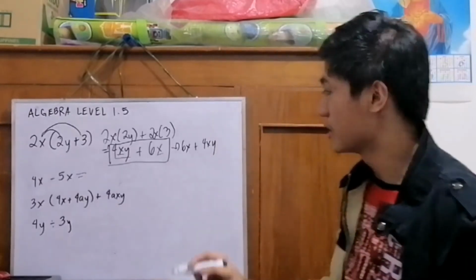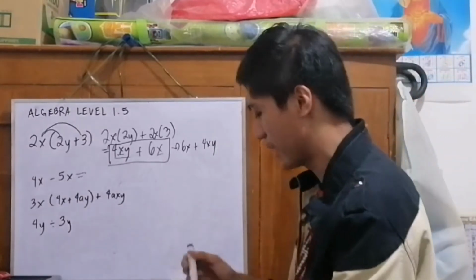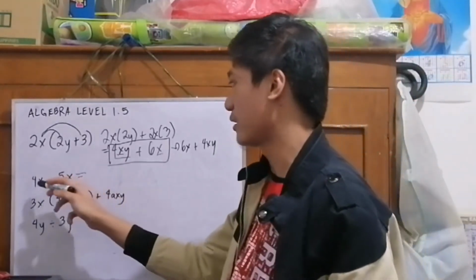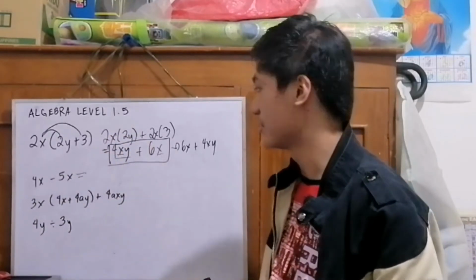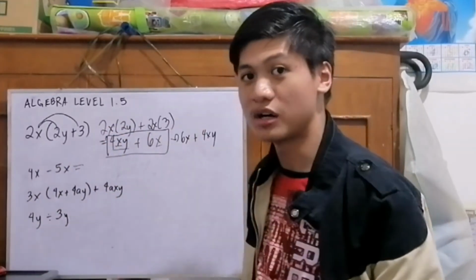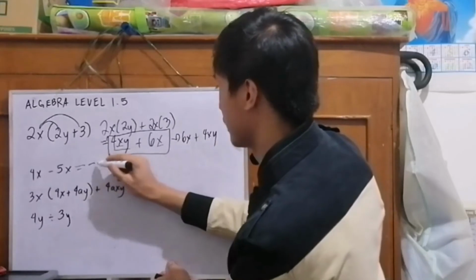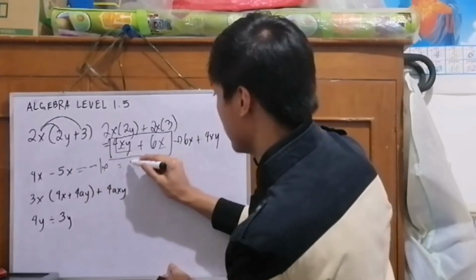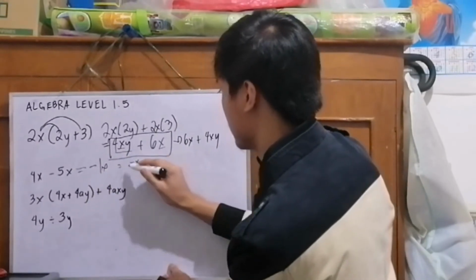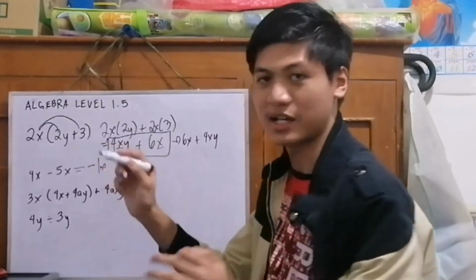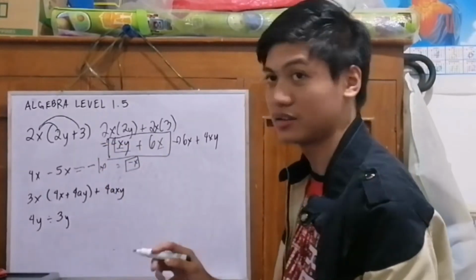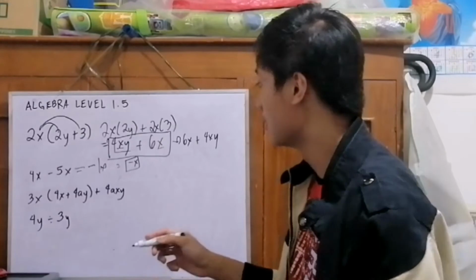Now for 4x minus 5x, all you have to do is just subtract 4 by 5. It will make us have an answer of negative 1x or negative x. So this is going to be our answer for the second problem. We do not have to write 1 because it's already understood.